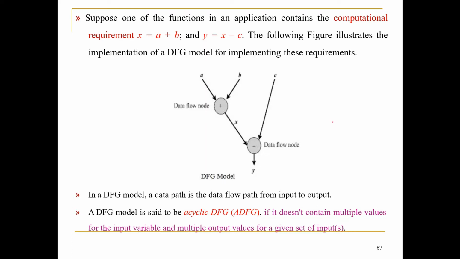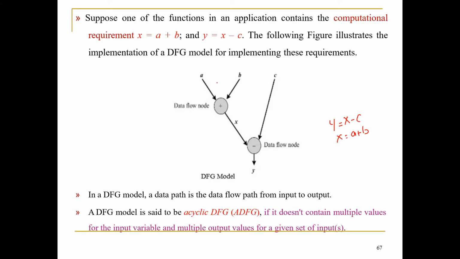Ultimately what I need is an output y equal to x minus c, where x is equal to a plus b. So a and b are the inputs, and c is an input. All these inputs are predetermined or pre-generated, and they are given to the functional blocks, or the data flow nodes as we call them in the DFG model, and the required output is generated. This output acts as an input to the second data flow node, where you get one more input c, and the required operation is performed here and you get the required output. So in the data flow model, the data path is the data flow path from input to output.